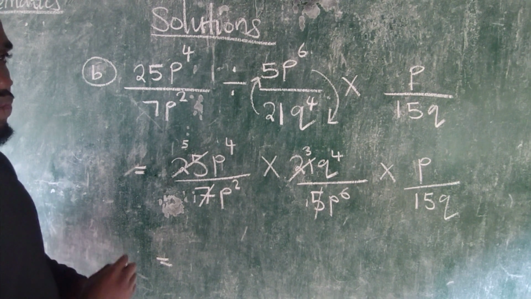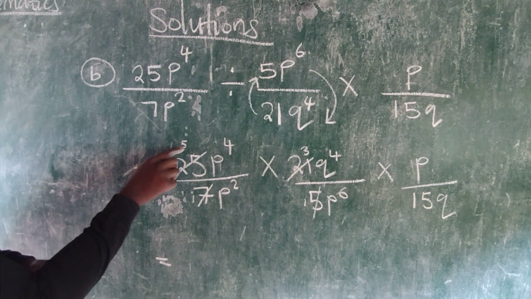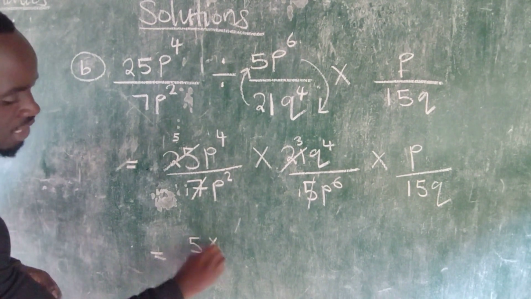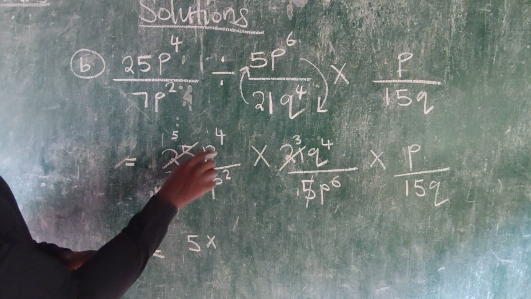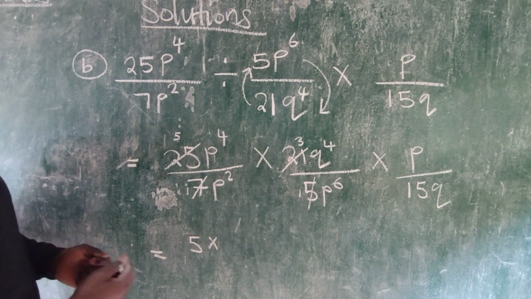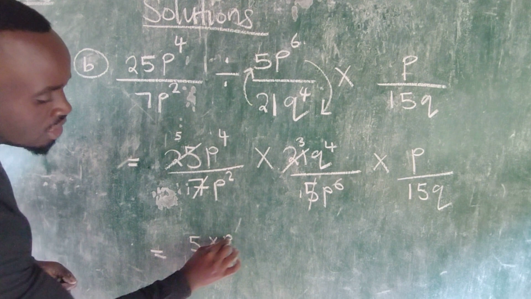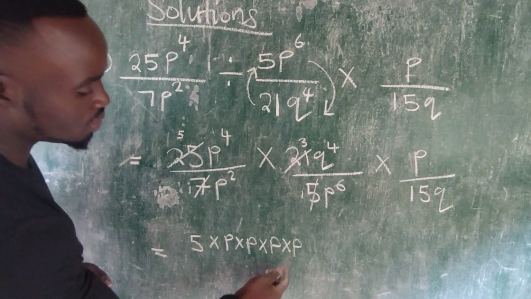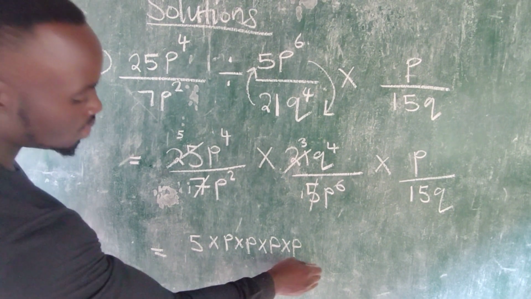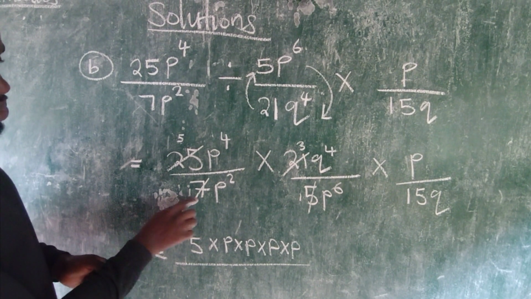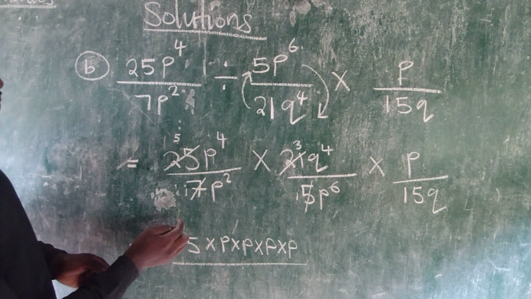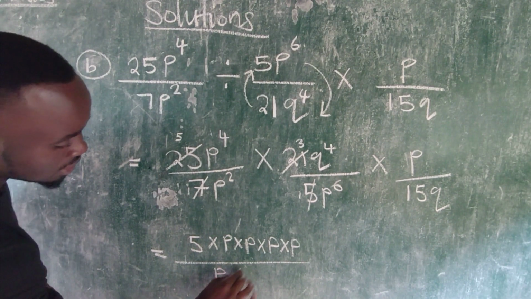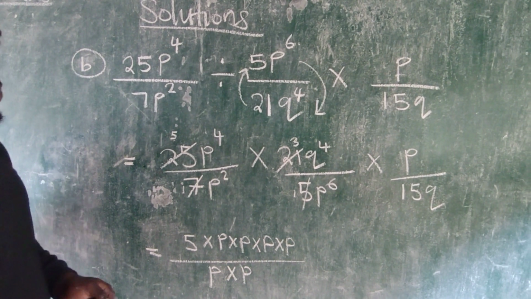I hope you are following me. Now we are remaining with 5p to the power of 4. So I'll write 5 times, and here I'm going to expand this p to the power of 4. It means p was multiplied by itself 4 times. So I'll write it this way: p times p times p times p. So you can see the p's are 4 on top. Down here I want to remain with p squared, so 1 times p squared gives p squared. Here I'm going to write p times p. I hope you are following.